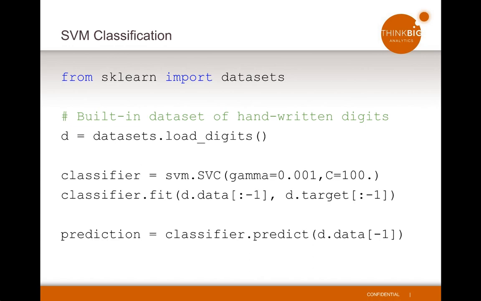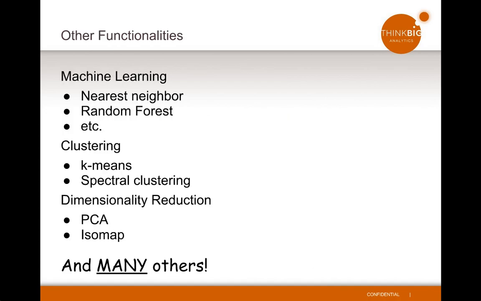passing in the features and then the ways they should be classified. And then classifier.predict will create an array of the predicted categories. There's a lot more in scikit-learn than this. It's a very extensive machine learning library, but that just gives you a little bit of a flavor for it.